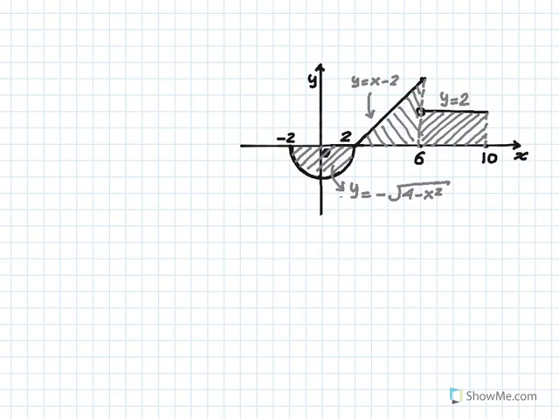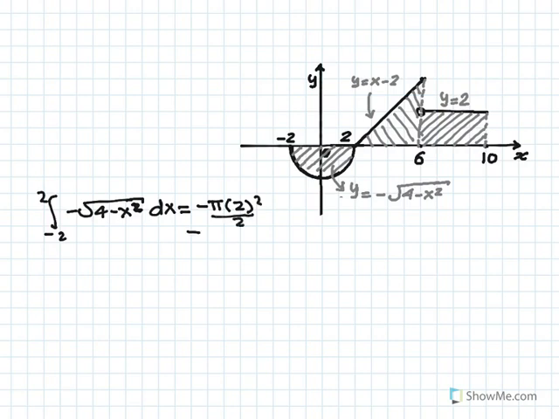So we have the integral from minus 2 to 2 of minus root of 4 minus x squared dx. This is basically minus the area of a semicircle, because the curve, the semicircle, is below the x-axis, so the definite integral will be a negative value. That's minus pi times 2 squared divided by 2. That's equal to minus 2 pi. All right, that's the first integral.